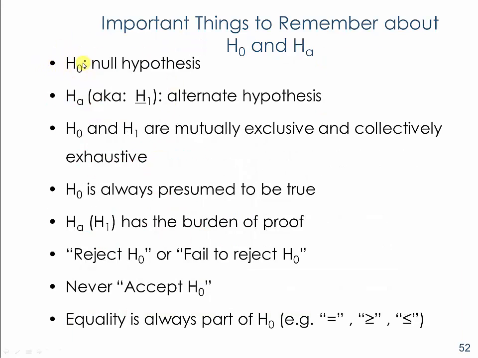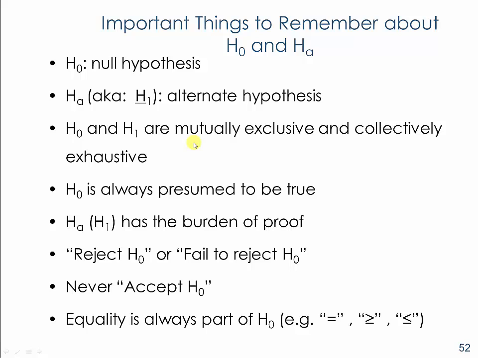H sub 0 is an indicator of the null hypothesis, and that's pretty universal regardless of what textbook you're looking at. H sub A or H sub 1 are your alternate hypotheses, and some books will show H sub A and H sub 1. There's more significance to H sub 1 that we'll talk about a little bit later, but not in this video.